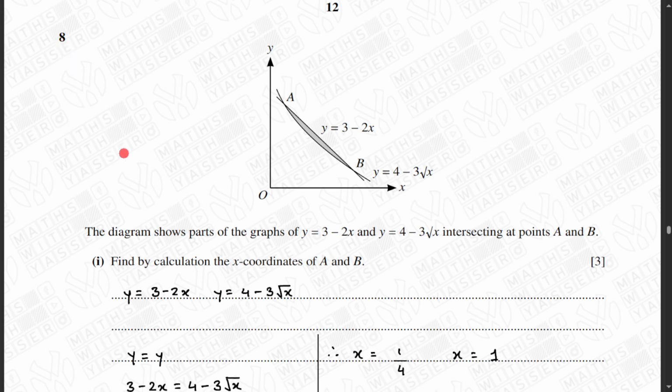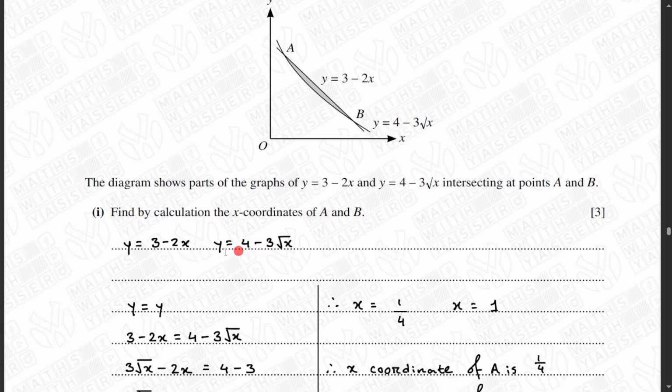Question number 8. The diagram shows parts of the graphs y equals 3 minus 2x and y equals 4 minus 3 root x intersecting at points A and B. So these are the 2 points where these two equations are intersecting. We need to find by calculation the x coordinates of A and B, just the x coordinates.